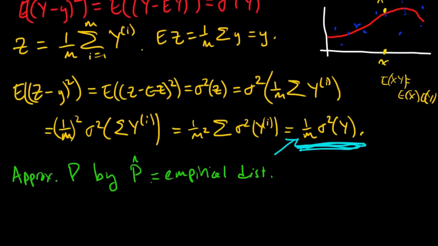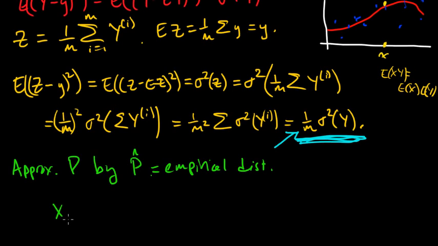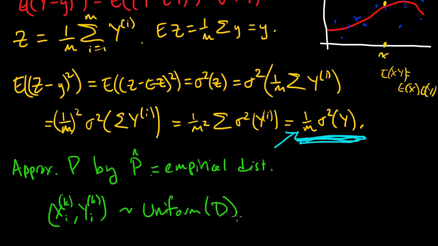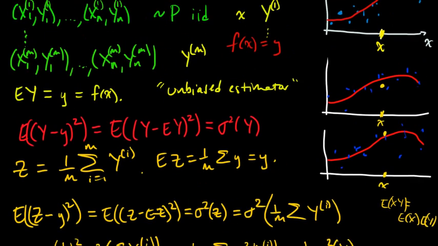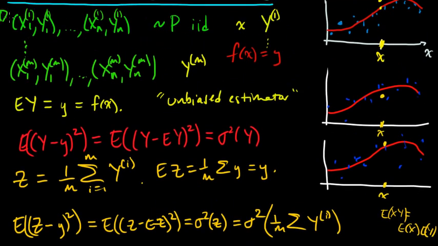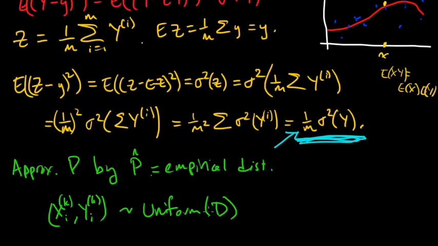So for example, xik, yik for some k is drawn uniformly from our original data set. D was our original data set here. We draw them uniformly from the original data set and IID. And that defines our bootstrap samples. So that's bootstrap aggregation.